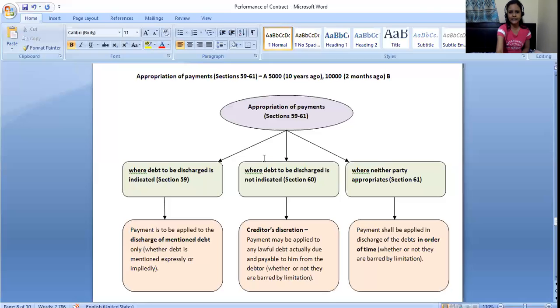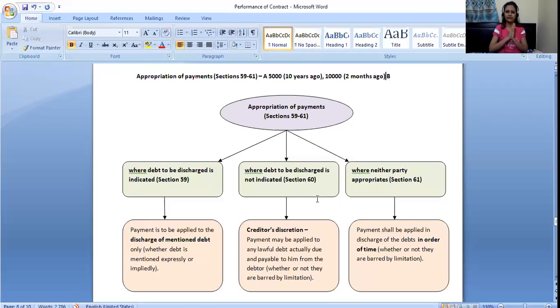But in case debt to be discharged is not indicated, he just gave me 5,000 rupees, he did not tell me for what he has paid. So in that case, I have the option. I can tell him that you did not mention what you are paying that 5,000 for. So now I'm considering you are paying that 5,000 rupees loan that you took like 10 years back, which is barred by limitation. I can appropriate it in terms of that also.